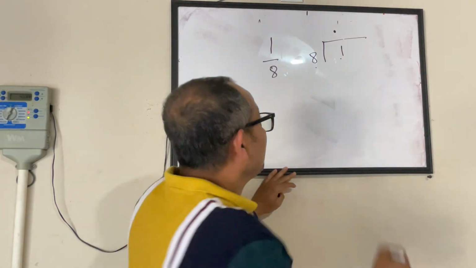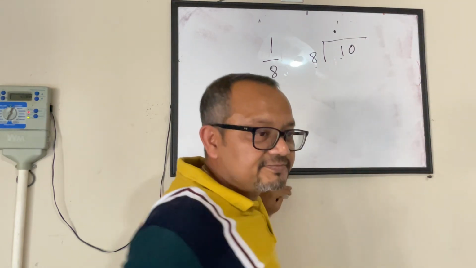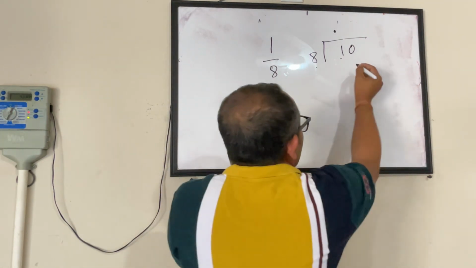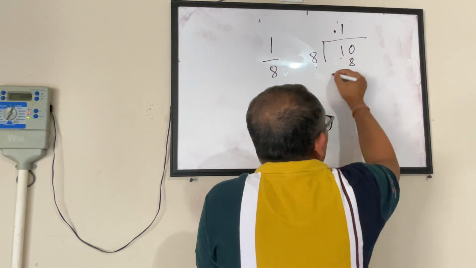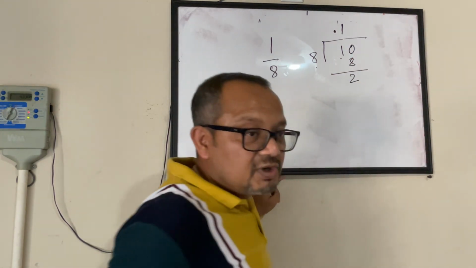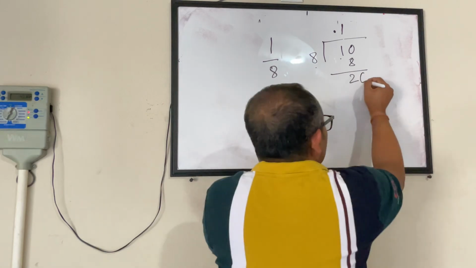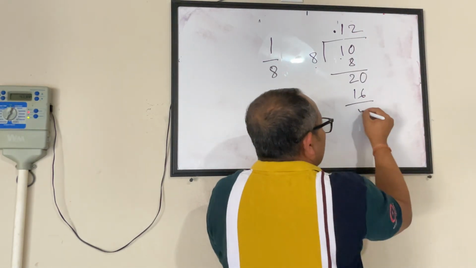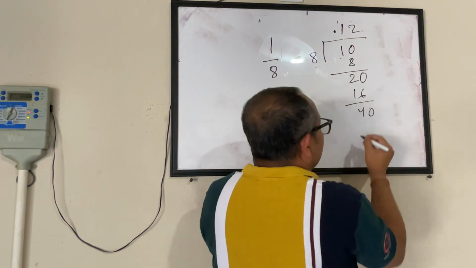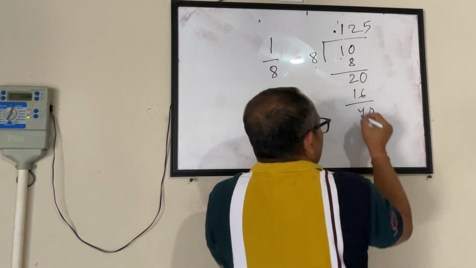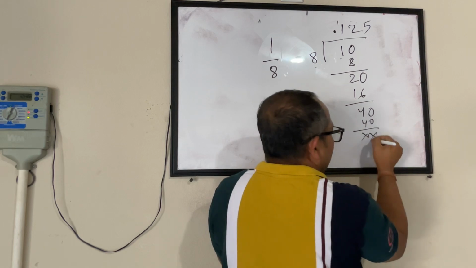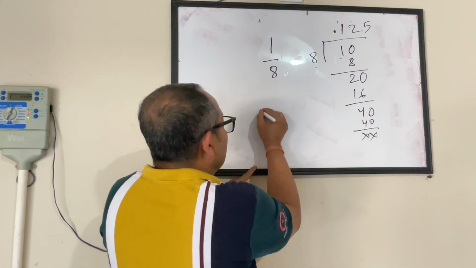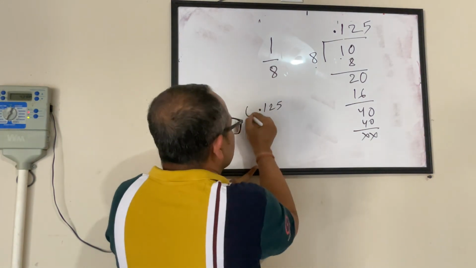And that is my chicken. A decimal that puts a 0 here. Chicken laying 1 egg at a time. Now 10 is bigger than 8. 8 1s are 8. What is remaining? 2. Now chicken lays 1 more egg. 8 2s are 16. What is remaining? 4. Chicken lays 1 more egg. 8 5s are 40. Done. Now 1 by 8 became 0.125.